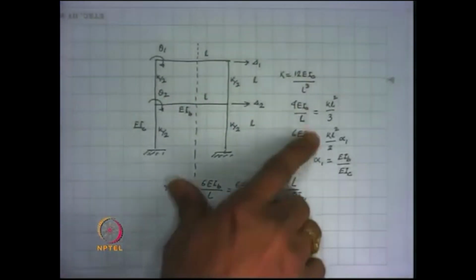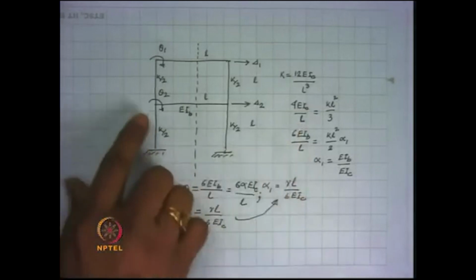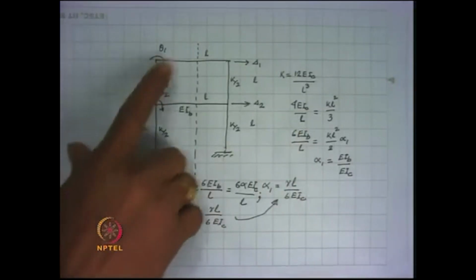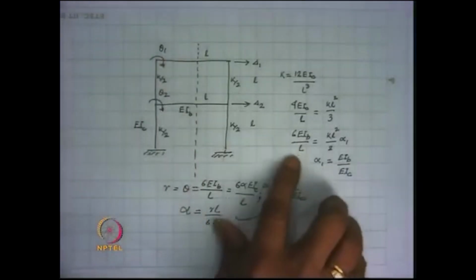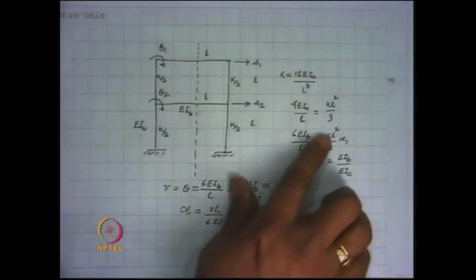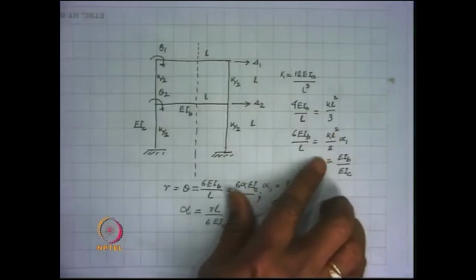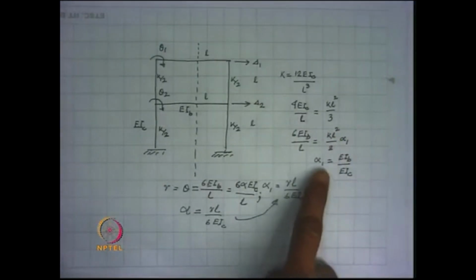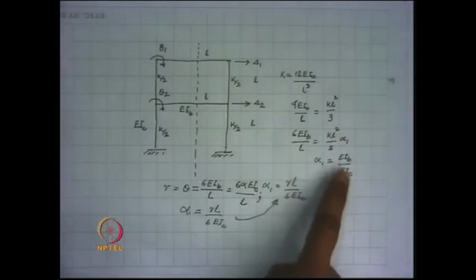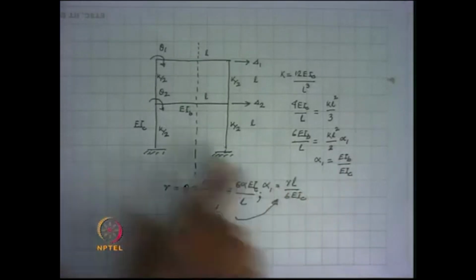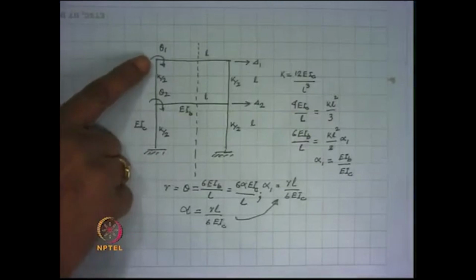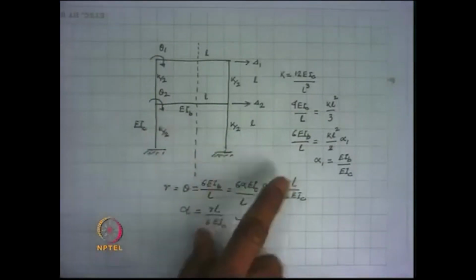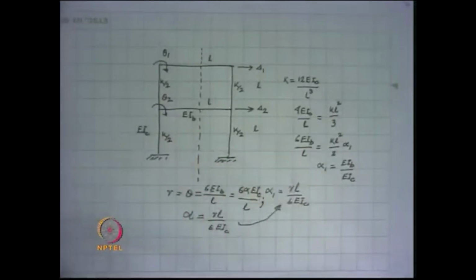Similarly, 6 EI by L, which will be the stiffness of the beams for the antisymmetric case, can be written as k L square by 2 into alpha 1, where alpha 1 is defined as EIB by EIC. Alpha 1 corresponds to theta 1 and alpha 2 corresponds to theta 2. In general, we can call this ratio alpha.